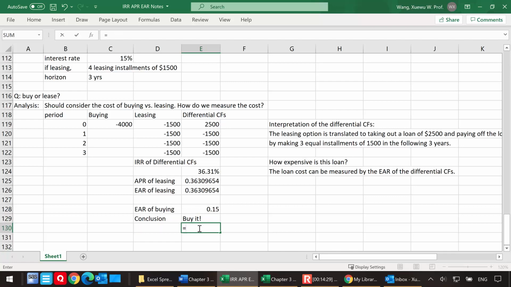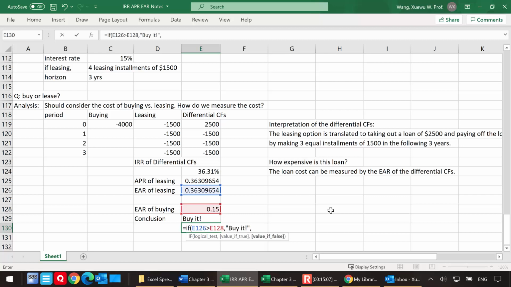In some cases, it makes sense for you to model your assumption, especially later when we want to use the data table. So I'm going to show you how we can model this conclusion by using the Excel IF function. I'm going to look at the cost of leasing, and compare this to the cost of buying. So this is a logical test. In this context, this logical test is true. If this is true, then the cost of leasing is higher than the cost of buying. So I'm going to say buy.